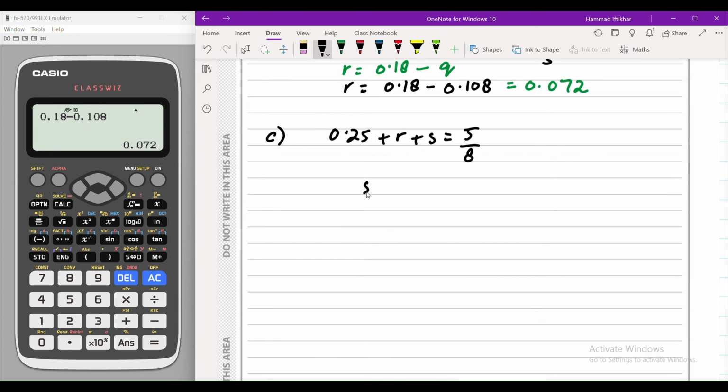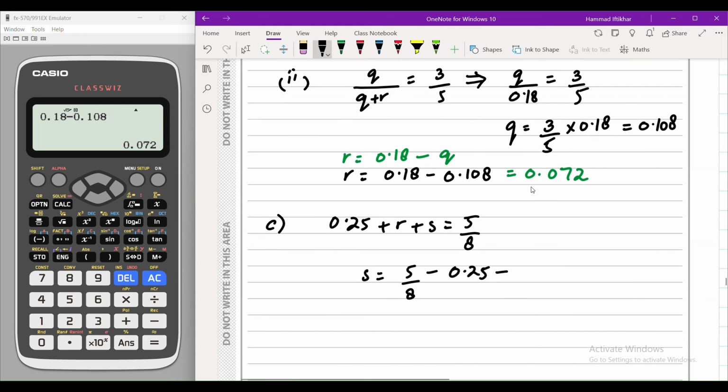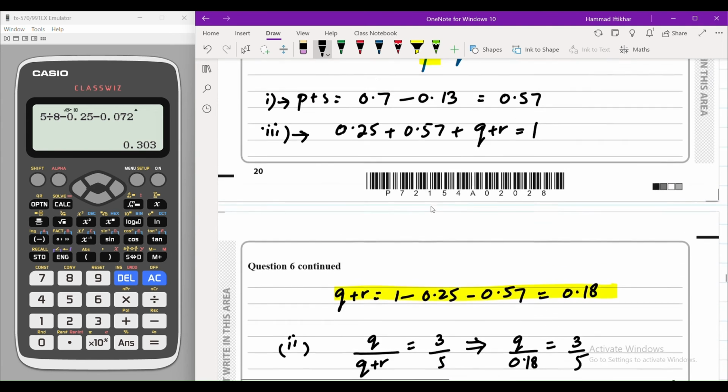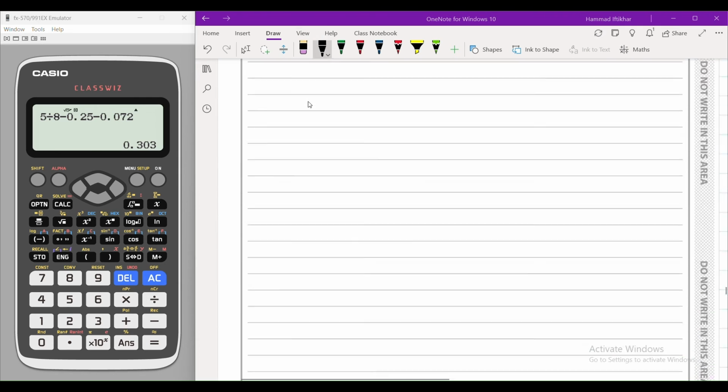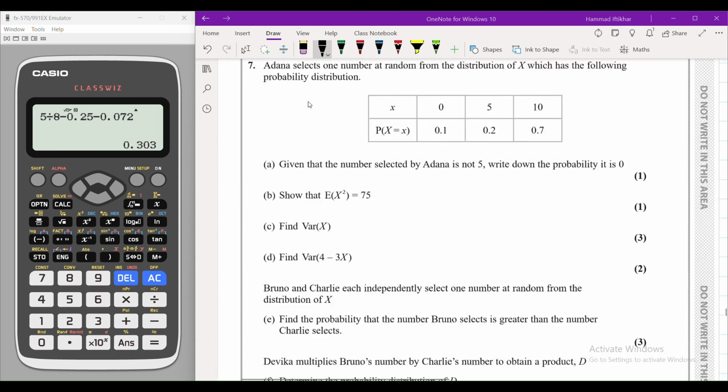We need S, which is 5 divided by 8 minus 0.25 minus R, and R was 0.072. So 5 divided by 8 minus 0.25 minus 0.072 is 0.303. Okay, all right. Let's see if there's anything else. Right, okay. Moving on to the next question.